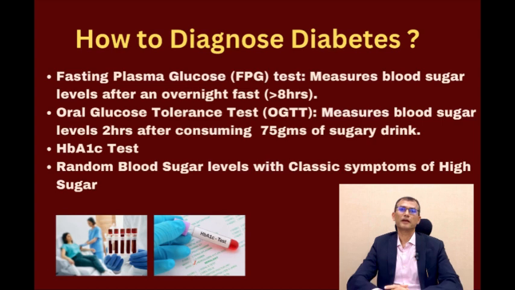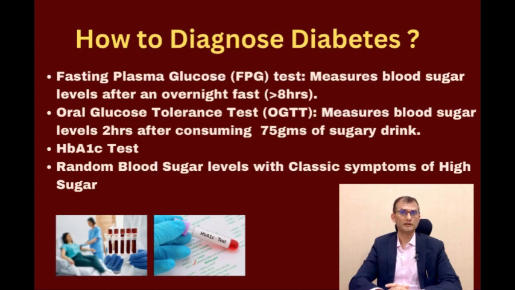So how can we diagnose diabetes? There are four different recommended tests which can be used to diagnose diabetes. Number one is fasting blood sugar level. So fasting blood sugar test is done after more than 8 hours of overnight fasting, and it should be collected in the morning. The second is oral glucose tolerance test.